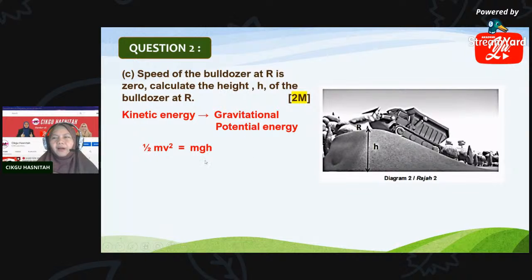Since they are of the same mass, the m we can cancel off. So we have remaining half v squared on the left side, and on the right side we have gh, where v is 35 for the kinetic energy and g is 10. So by this we can find the height h. So what is the answer?